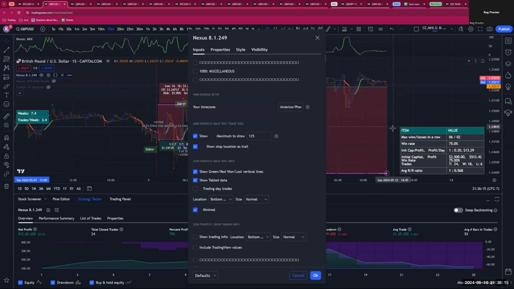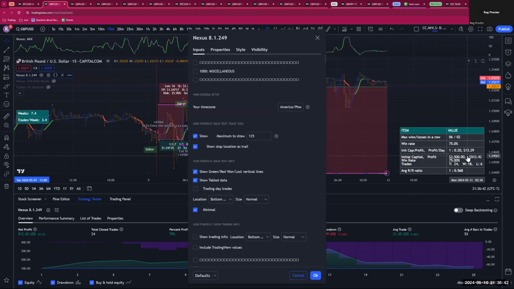So I just want to go over quickly all of this stuff I do look at. Max win losses in a row, that's now on one line, just to vertically compact it. You know what the win rate is. It's obviously identical to what's down here. And initial capital versus profit. So profit is 0.2 of initial capital, which is 20%, which as you can see here is 20%.